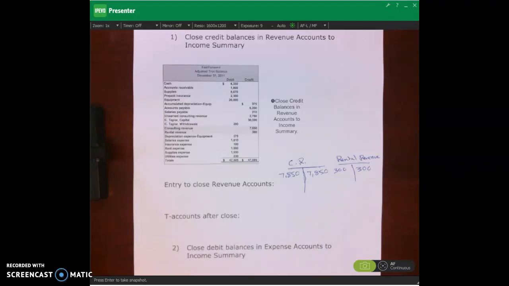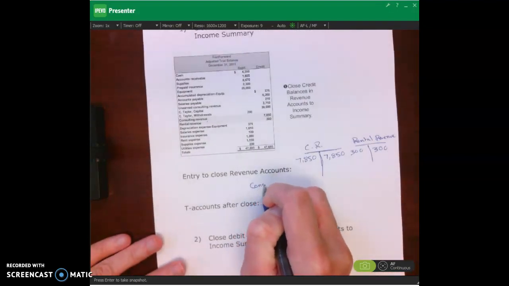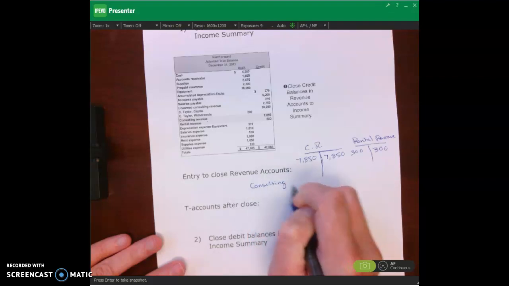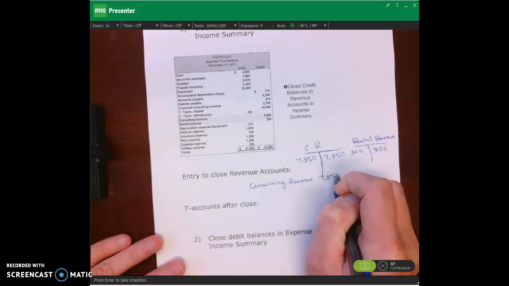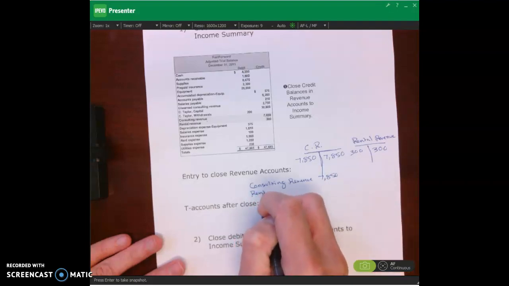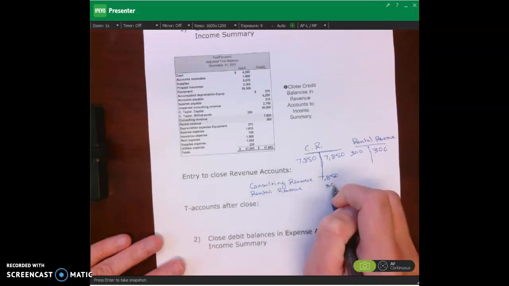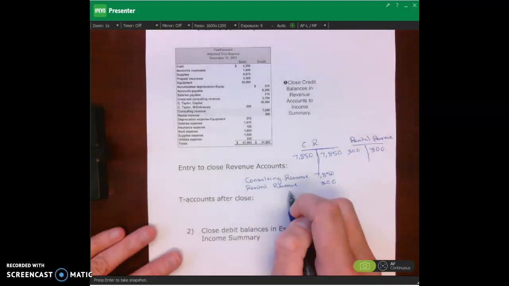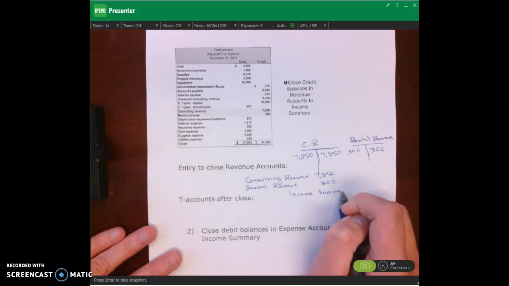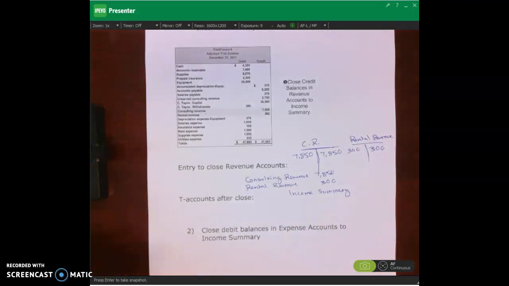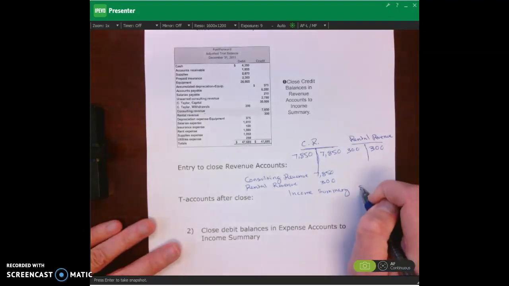So when we think about our journal entry, we're going to debit consulting revenue for $78.50. I will debit rental revenue for $300, and then I will credit income summary for the $78.50 plus the $300, or $378.50.